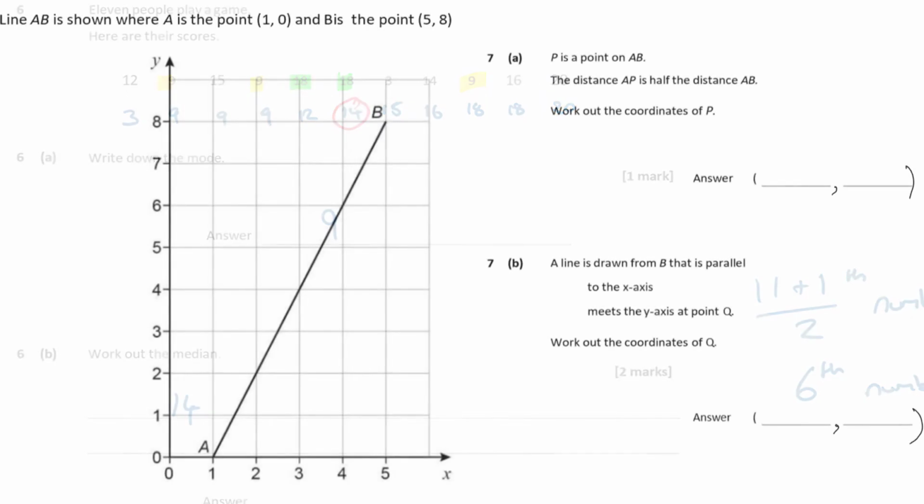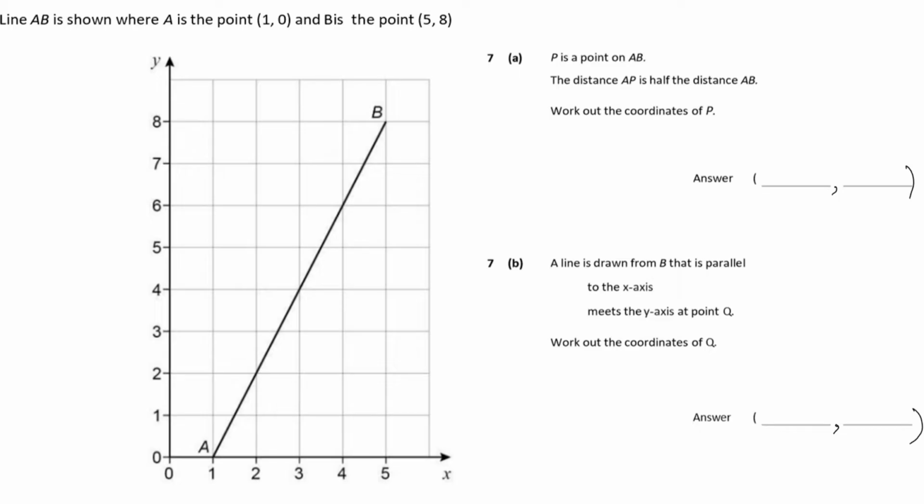Question 7 says line AB is shown where A is the point 10 and B is the point 58. You can see that drawn on the diagram there. Part A says P is a point on AB. The distance of AP is half the distance of AB. Okay, so basically what we need to do is find the midpoint of that line.